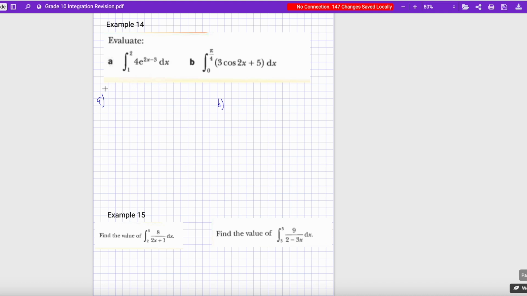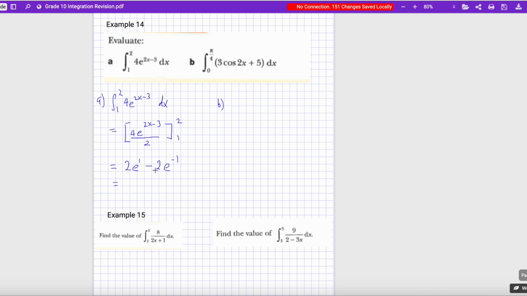All right, so let's integrate. So if you're integrating from 1 to 2 of 4e to the power 2x minus 3 dx, you should be able to get 4e to the power 2x minus 3. Do not forget to divide by the differential of the power, which is 2. Okay, and we are integrating from 1 to 2. Work that out. I believe it should be 2e to the power 1 minus, if you sub 1 in, this should be 2e to the power of minus 1.